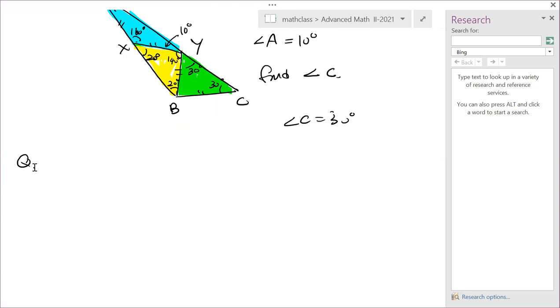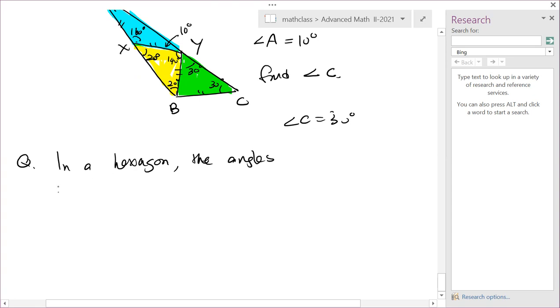Our next problem: I have a polygon, a hexagon. It's hard to draw. In a hexagon, the angles at the vertices are denoted by alpha 1, alpha 2, up to alpha 6, right?